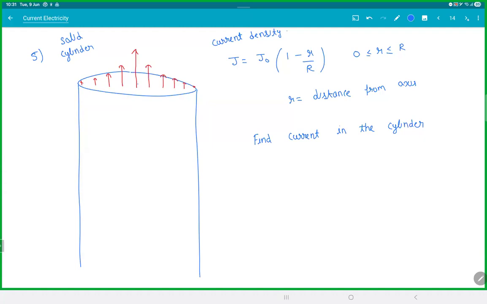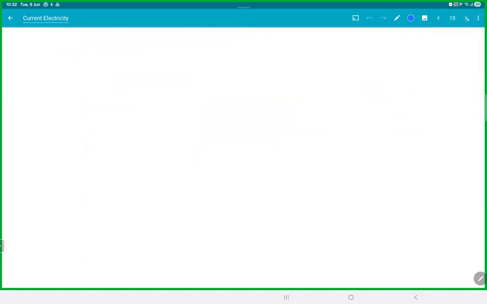How do we do this? Yeah, right, Samyak. Limits, you have the limits, right? Why can't you just substitute 0 to R? So see how we do this thing.